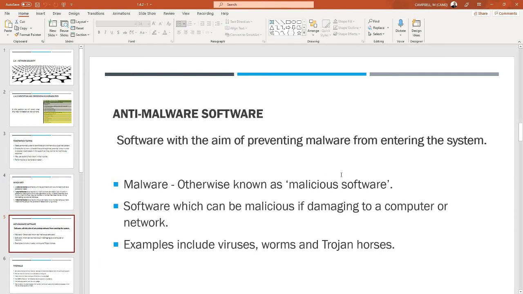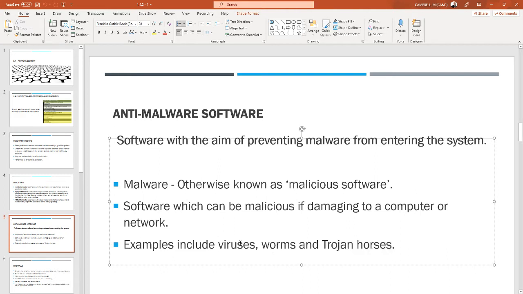One of the ways of stopping malware, which is software that is deliberately made to damage a computer, is to come up with anti-malware software. So not very difficult. Examples of malware, but we've done this before, are viruses, worms, and Trojan horses.